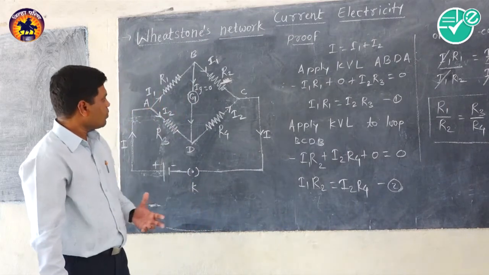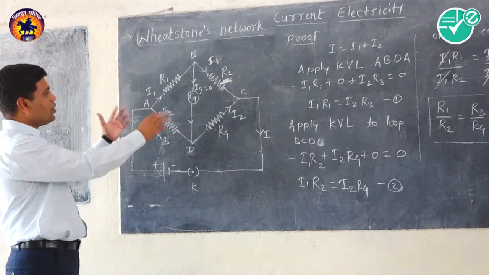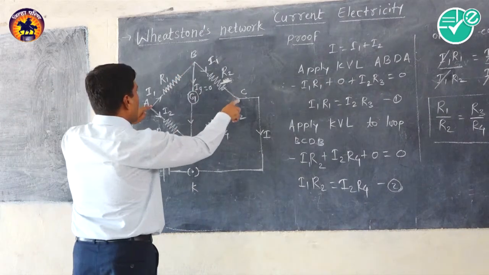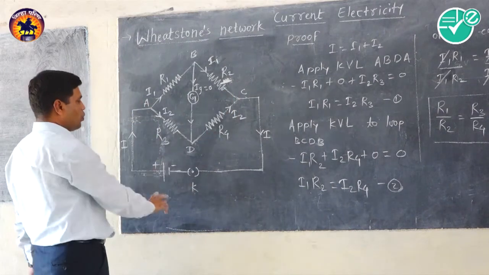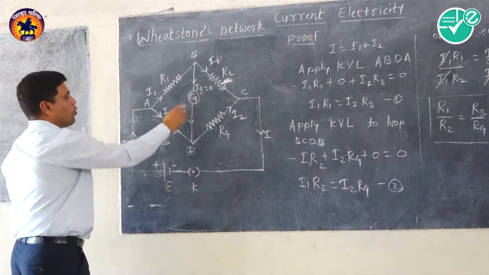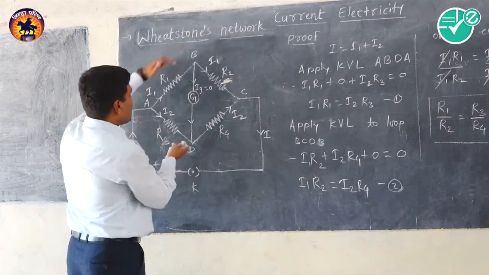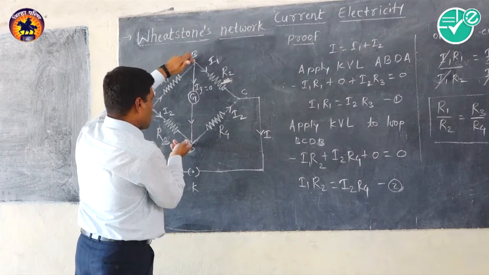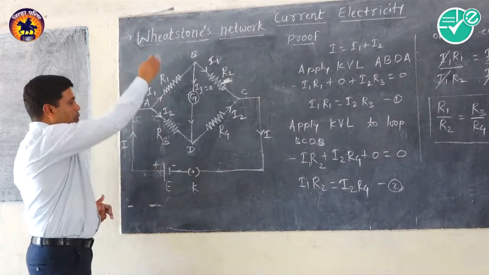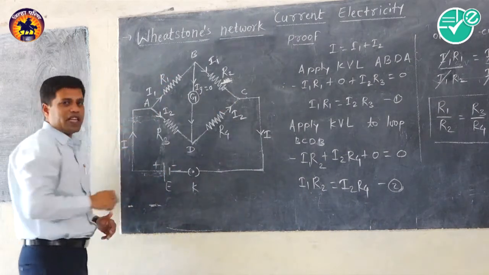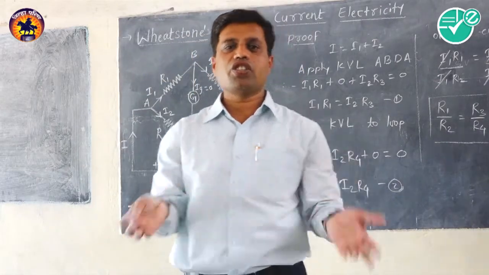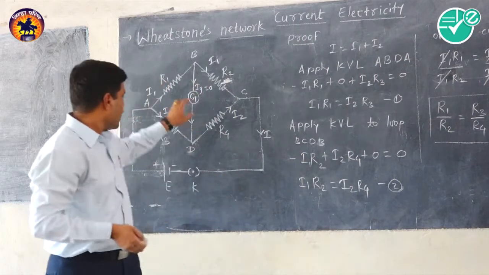So many students ask me, what will happen if we put this galvanometer instead of in arm BD, in the arm AC? If we interchange the position of this cell E and galvanometer, applying the cell and key to this arm and using the galvanometer in arm AC, then what will happen? Will this Wheatstone's network work after interchanging the position of galvanometer and cell?